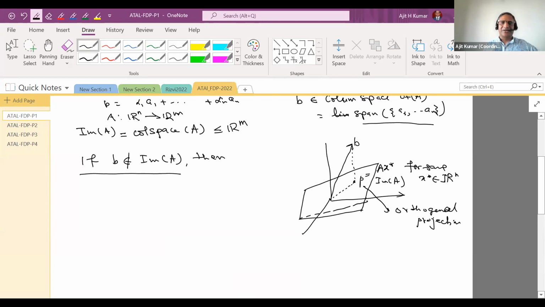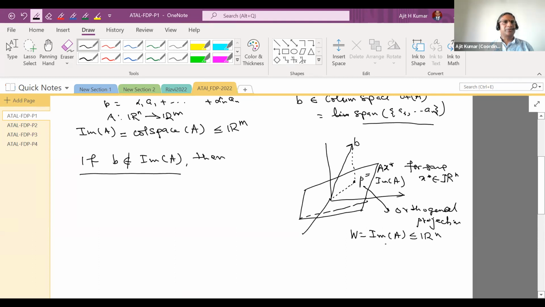Right? Once we know what P is, we know what X star is. X star is called the least squares solution, and A X star is nothing but the orthogonal projection. So finding the least squares solution is nothing but finding the orthogonal projection of B onto the subspace image of A. Suppose I call W the image of A, that's a subspace of Rn.